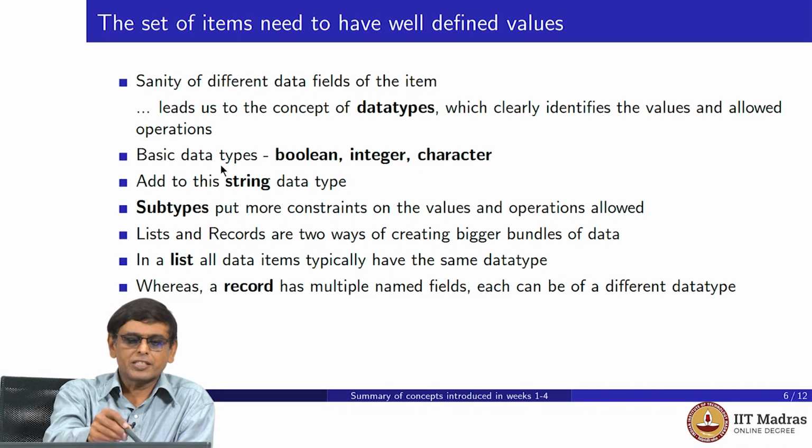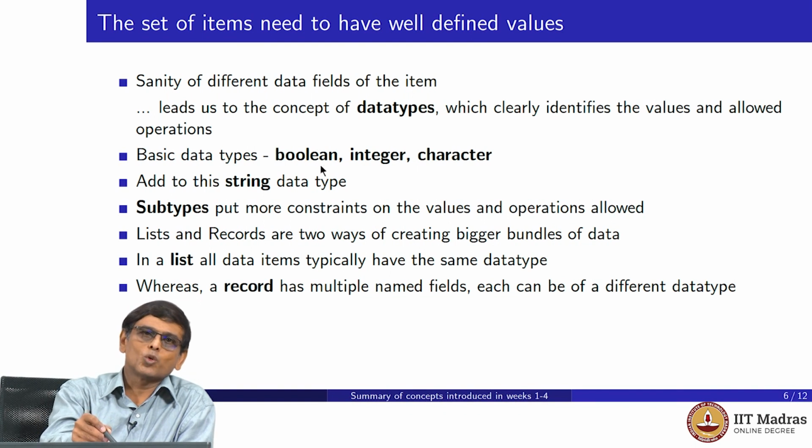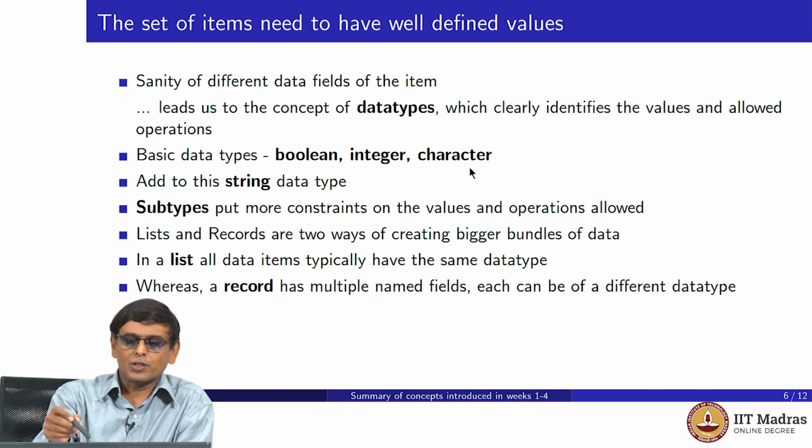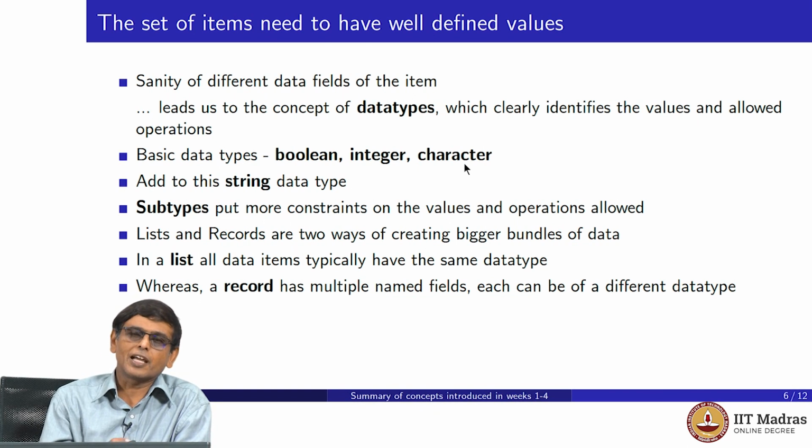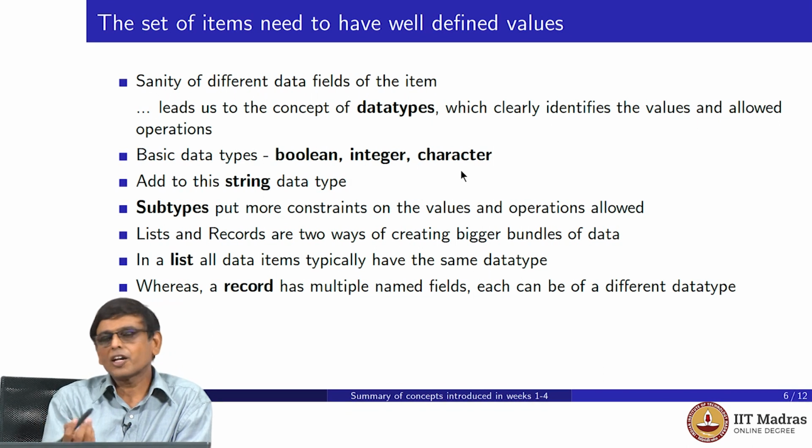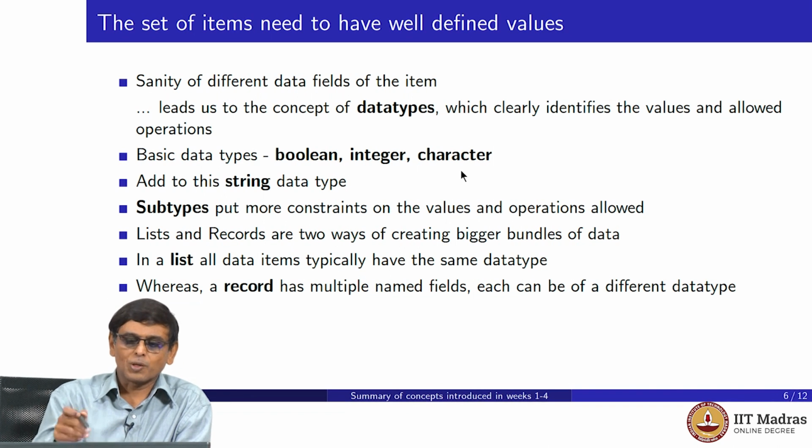And we saw that the basic data types were Boolean, which can have two values, true and false; the integer data type, which can take negative, 0 or positive values; and the character data type, which can take alphanumeric character values, which means A to Z in capital or small, 0 to 9 digits, or special characters like full stop, semicolon and so on.